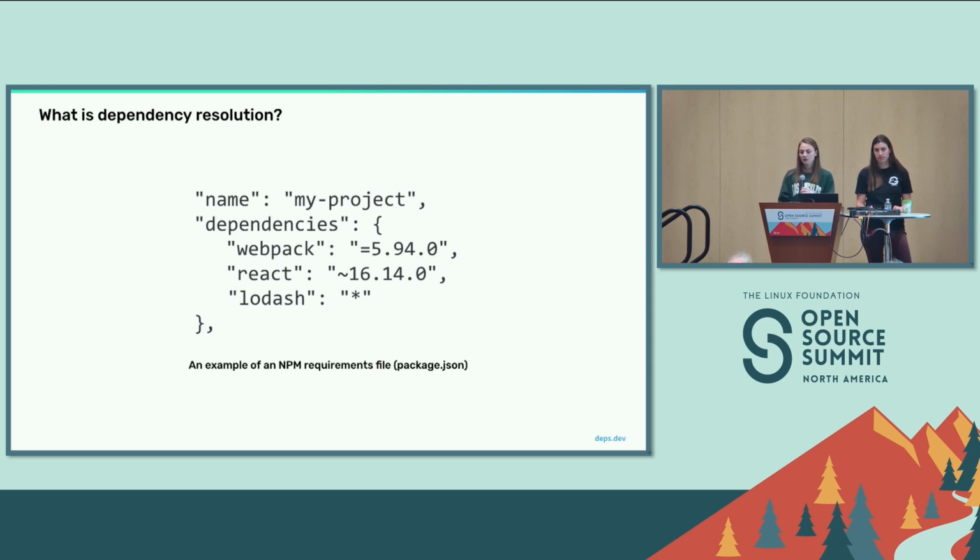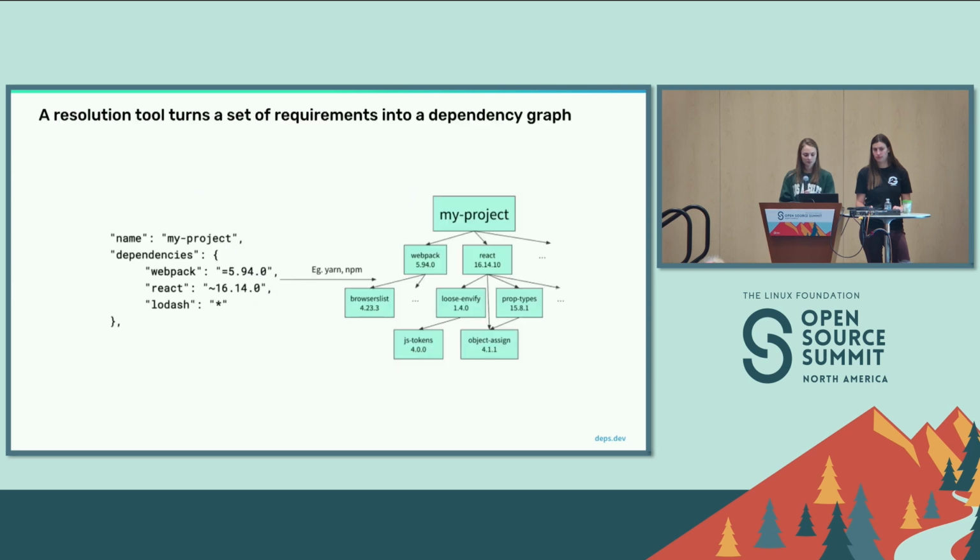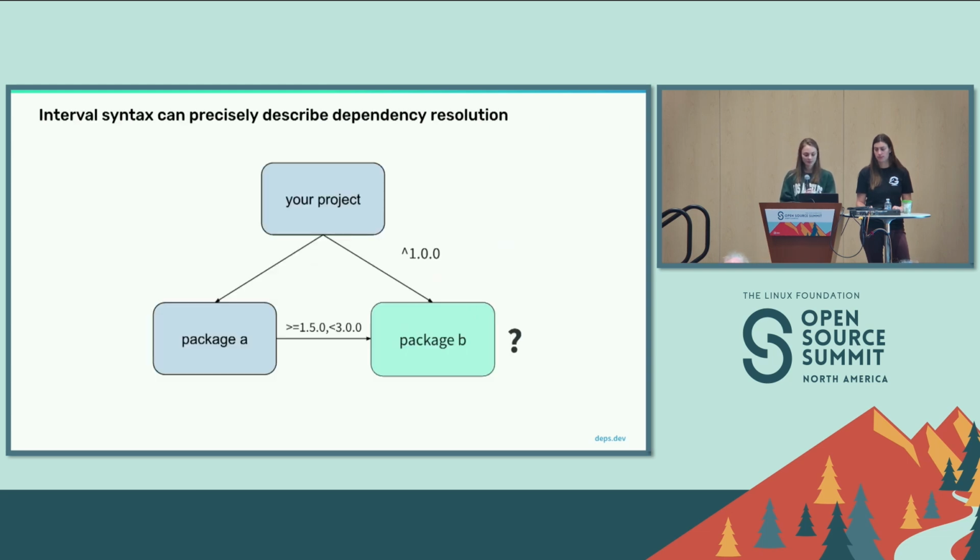The usual approach is to read a requirements file and choose a version for each package that satisfies the requirements. This process gets performed by a dependency resolution tool like npm, yarn, pip, or cargo. The tool not only needs to select versions for the direct dependencies, it also needs to select versions for the transitive dependencies. That's the dependencies of your dependencies. This is because dependencies have their own requirements, which may have their own requirements, and so on. The output of the resolution process is called the dependency graph.